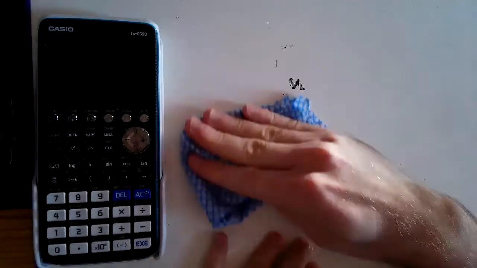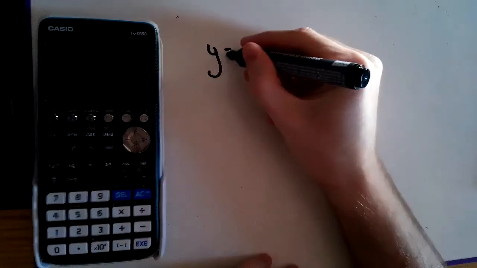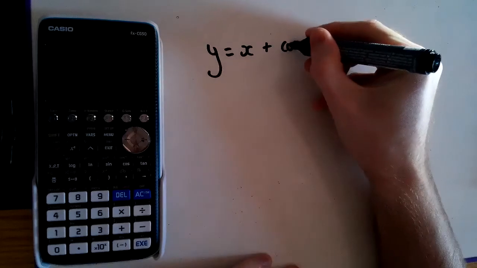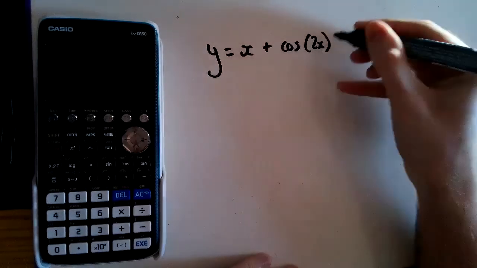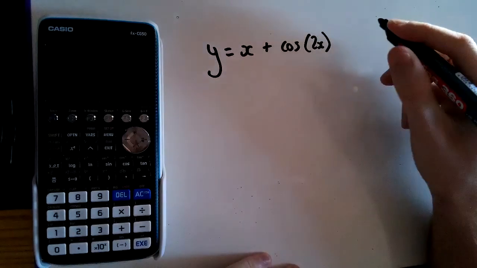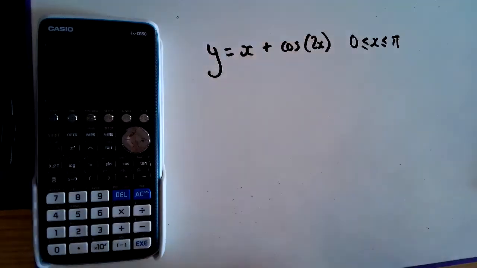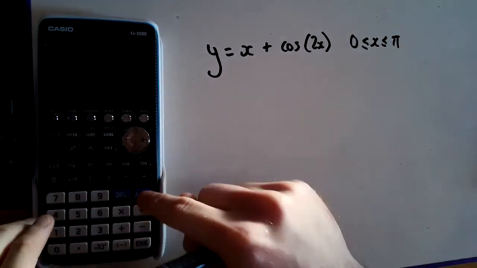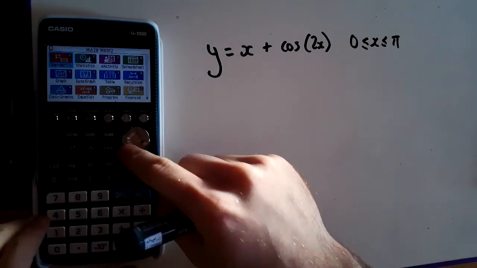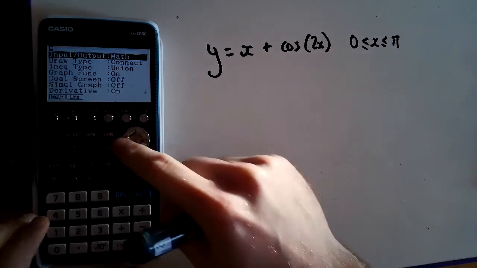Okay, second one. We have y is x add cos 2x. And we have that x is between 0 and pi. Well, it might be a good idea to sketch this in your calculator. Make sure you're in radians.